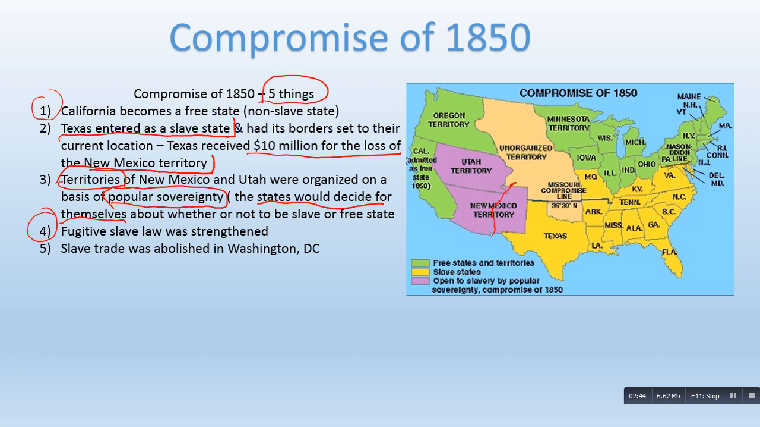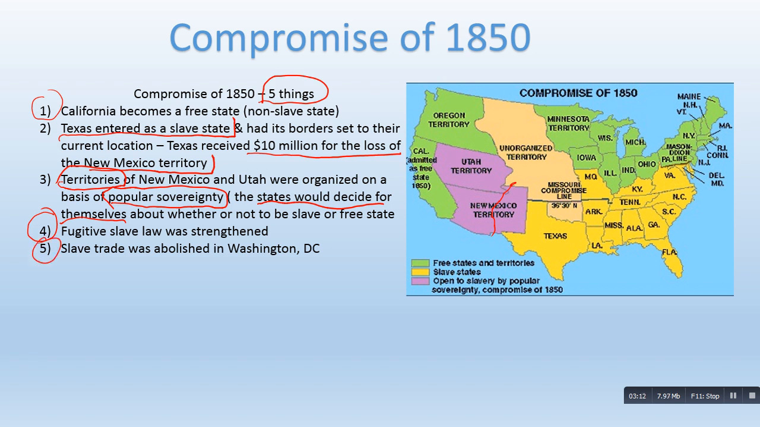Now, sure, you got to go before a judge, and the judge would determine whether or not you were a slave or a free person. The catch is that the judge got paid $5 to rule that you were free, and got paid $10 to rule that you were a slave. So once again, we see money influencing, in this case, politics. The fifth thing was the slave trade was abolished in Washington, D.C.